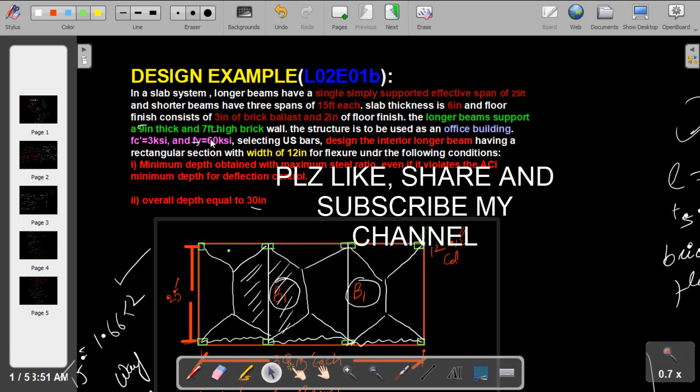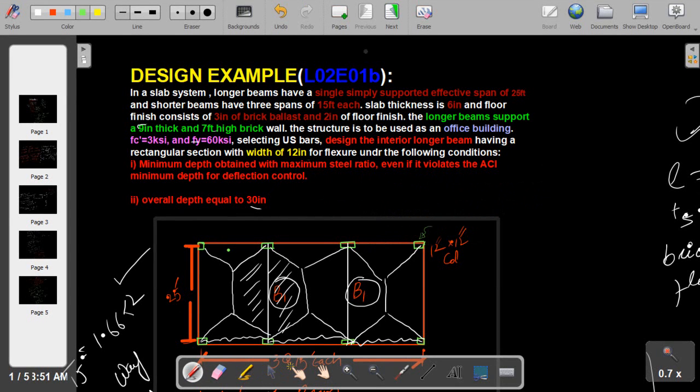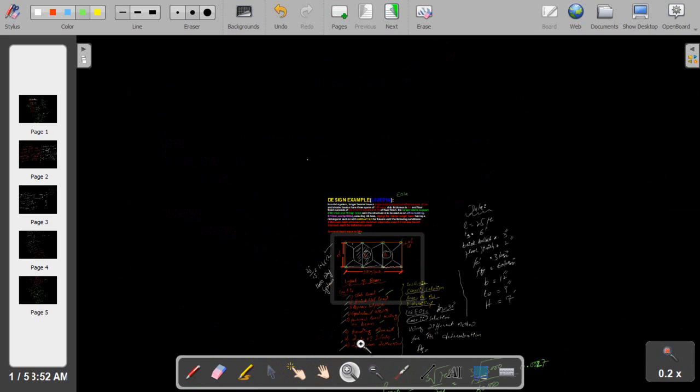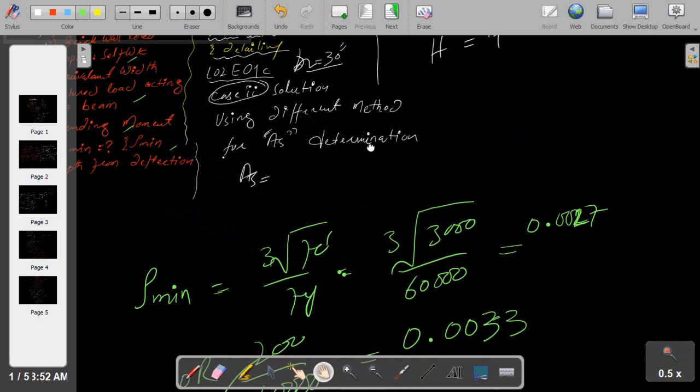Welcome back in lecture 02, example 01 part B. Before this part, we have covered example 01 part A. In that part, we started this example and covered some parts of it. We covered these topics.